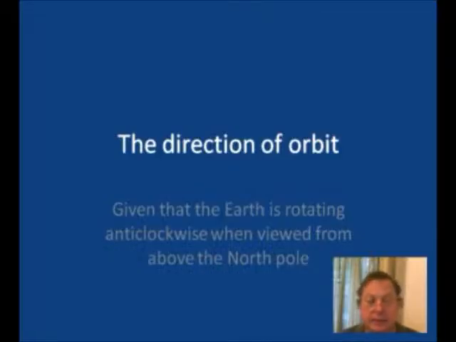Next, let's determine the direction of orbit of the Earth. We have already determined that the Earth is rotating anti-clockwise when viewed from above the North Pole. Since the size of the Sun remains fairly constant from day to day, we know that either the Sun and the Earth are fixed, or that the Sun and Earth orbit each other.